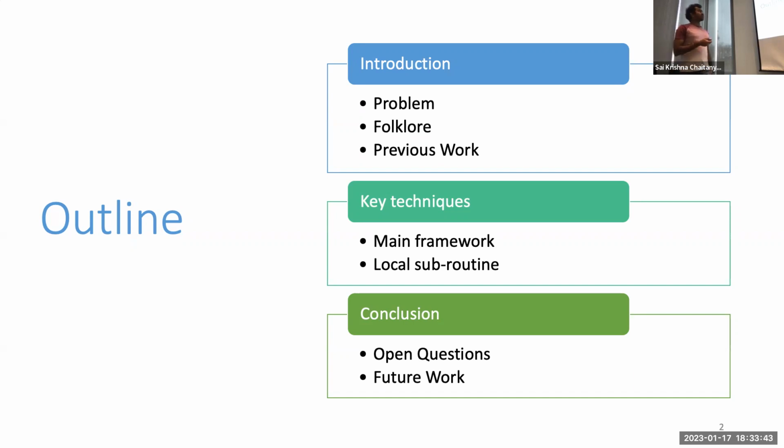And then I move on to the key techniques involved in this algorithm: the main framework that the algorithm generally uses, and then the local subroutine, which is the key technique that gives improvement to the algorithm. I'll go over the local subroutine in detail, and then I'll conclude with open questions and future work. So let's get to the problem.